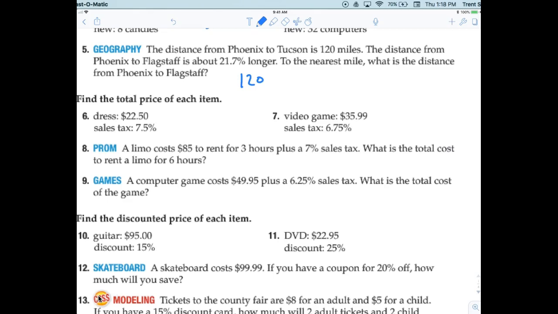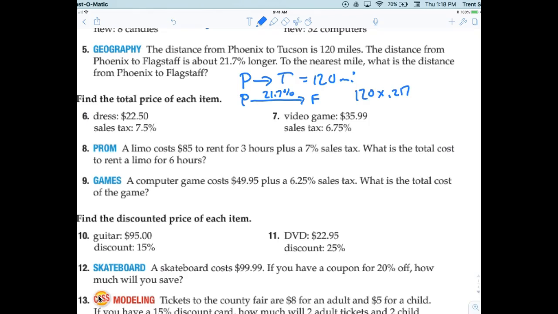Okay, so let's write this out just so I can visualize it. From Phoenix to Tucson is 120 miles. Do you agree? And then the distance from Phoenix to Flagstaff is 21.7% longer. Is everybody with me on this? So technically, if I wanted to draw it out, from Phoenix to Flagstaff would be about 21.7% more, correct? So the average kid should say, well, I'm going to take 120 and multiply it by 0.217.